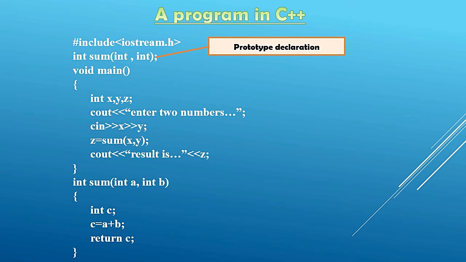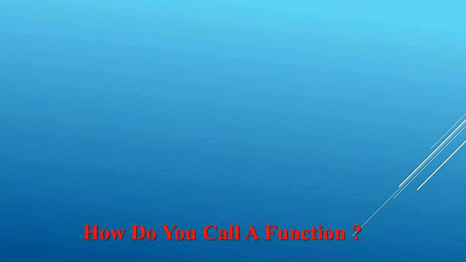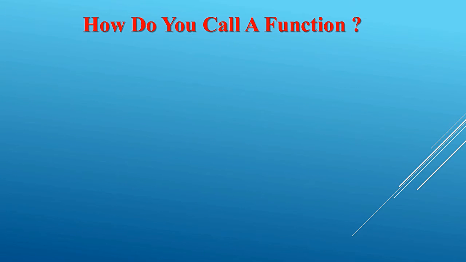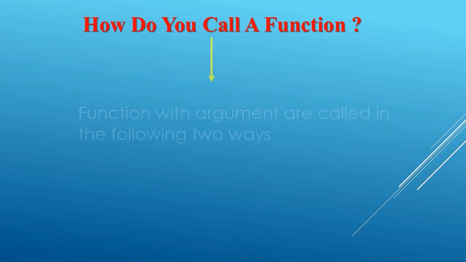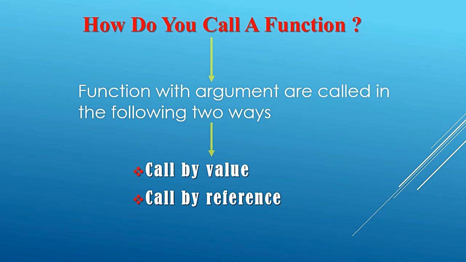In the code you see z is equal to sum(x, y). Here it is called function calling. After main you can see the definition of the function, that is sum. Now my question is, how do you call a function? If there is no argument, then it calls directly by its name. But with argument it calls by the following two ways, that is call by value and call by reference. This will be clear by the following example of the program.